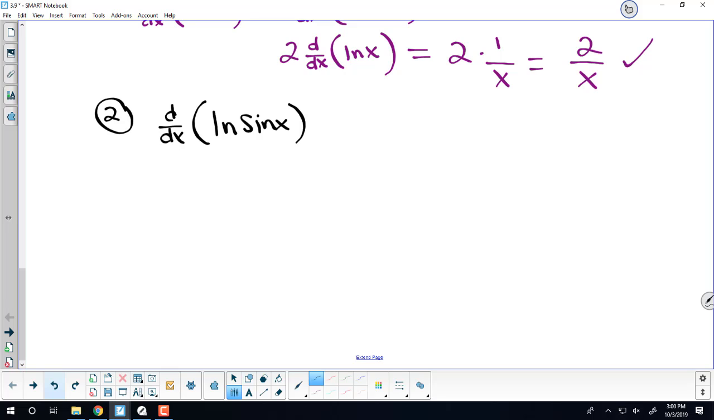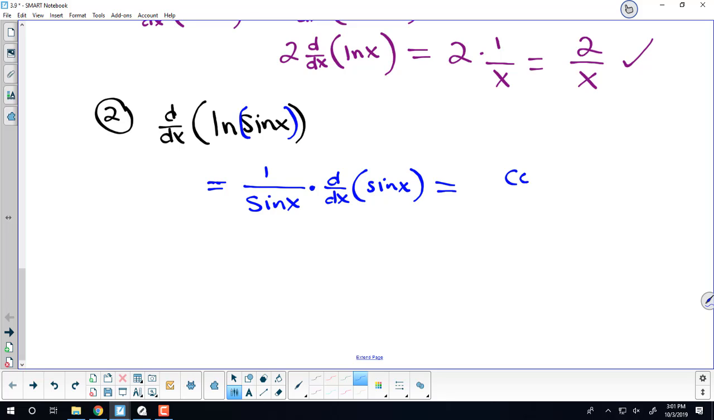Negative cosine x over x. Careful. We're taking the log of sine of x. Cosine x. Close. Cosine x over, not just x, sine x, right? The derivative of the natural log of this function is 1 over that function times the derivative of that function. So that's cosine over sine.